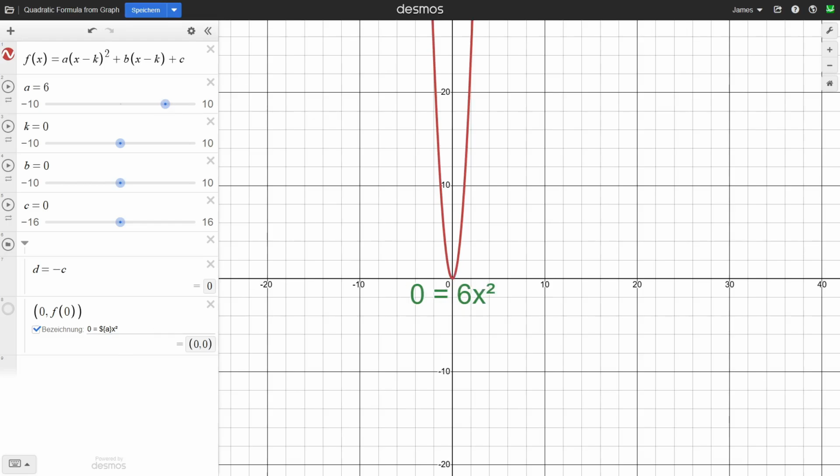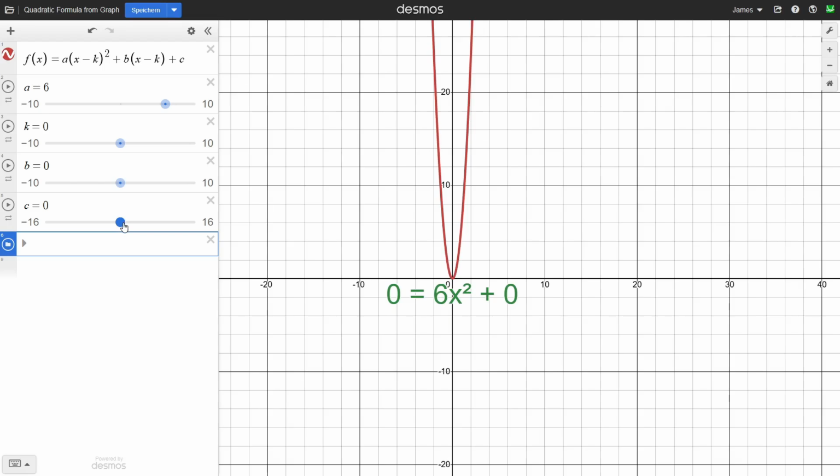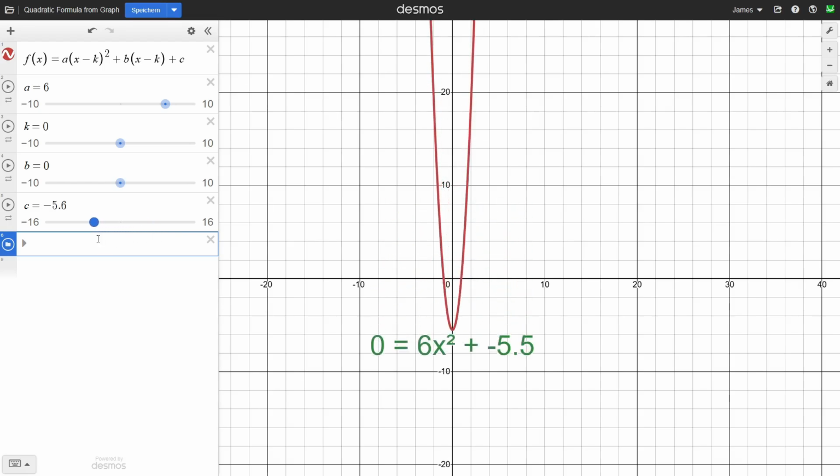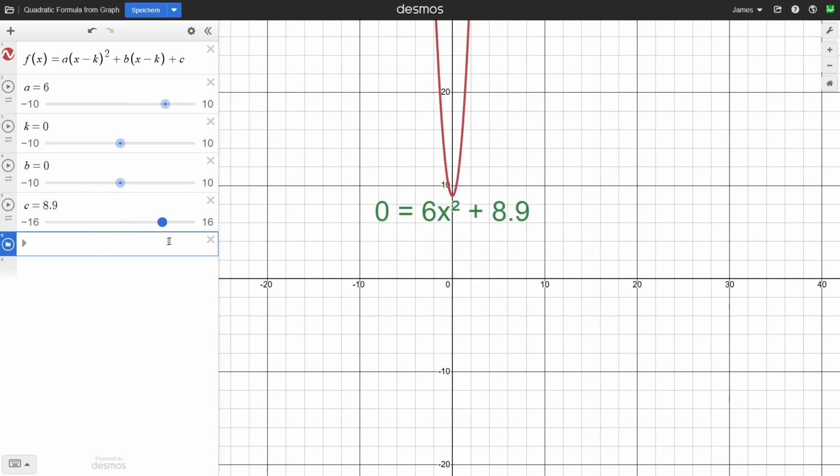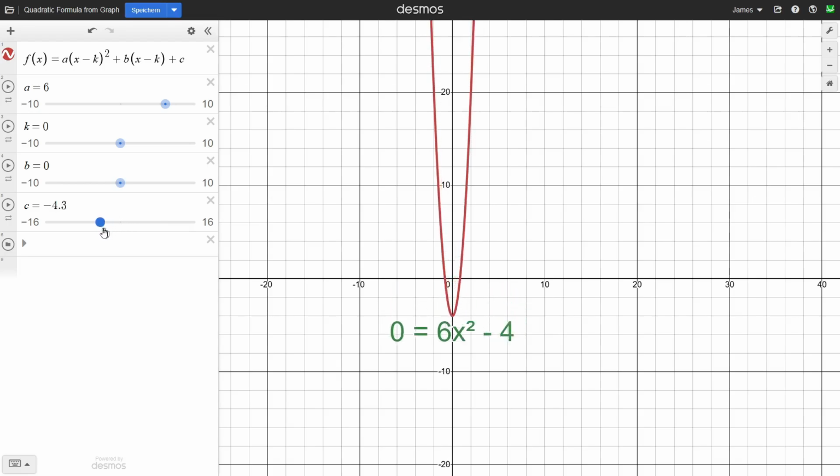It's not super interesting. Then when we add c, which is just a constant, that just shifts it upwards or it shifts it downwards. Obviously, if we shift it upwards, there are no solutions. You can see it never crossed the x-axis. There's no point where y is equal to 0. It's imaginary. But when c is negative, you can see it's quite easy to solve.